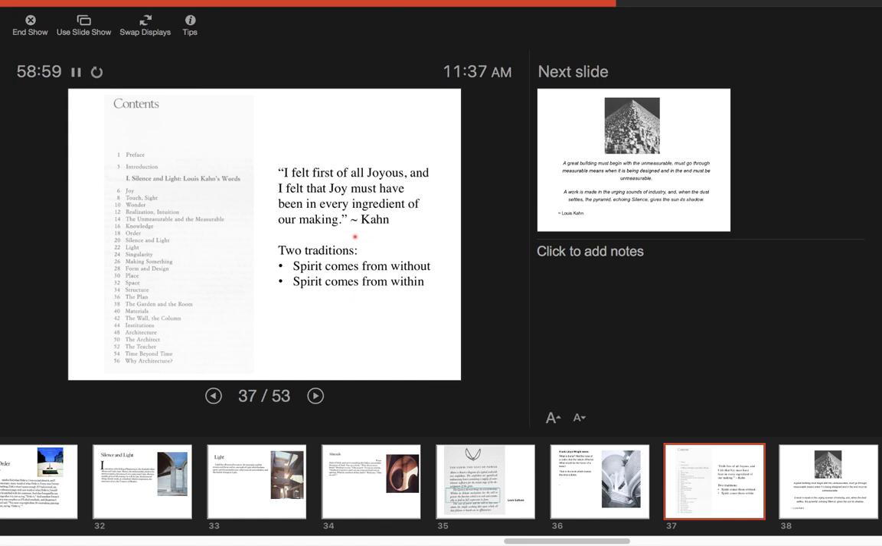Now, okay, what does that mean? Why does he begin with that? He didn't begin with that, but I figured out that's the beginning. He says, I felt, first of all. There are two traditions. Spirit comes from without, spirit comes from within. In the biblical tradition, God makes the first human in clay, and it's dead. The earth is inanimate. God breathes the spirit of life into the dead clay, animating it. Spirit comes from without.